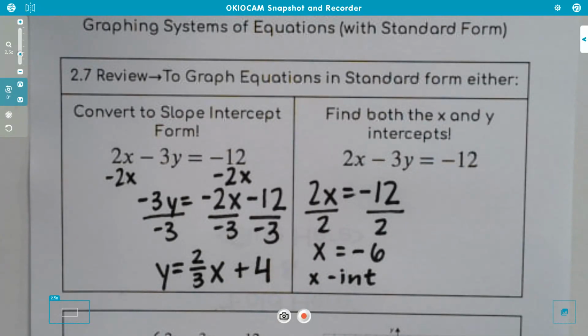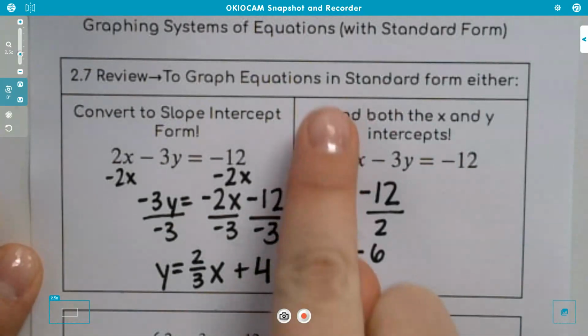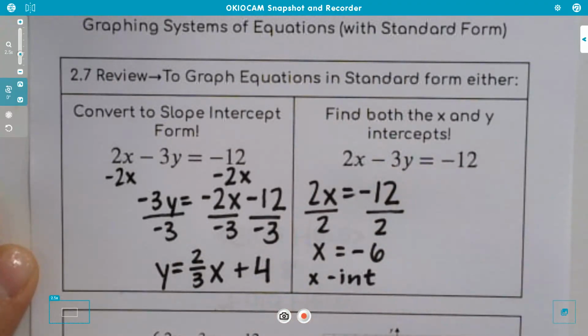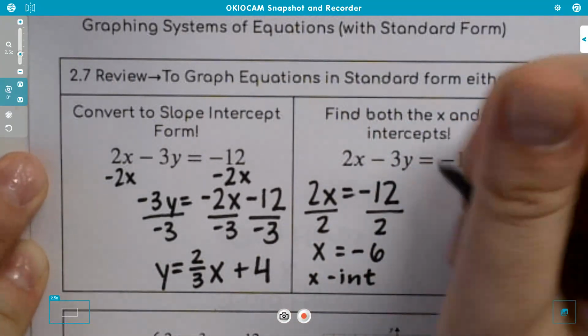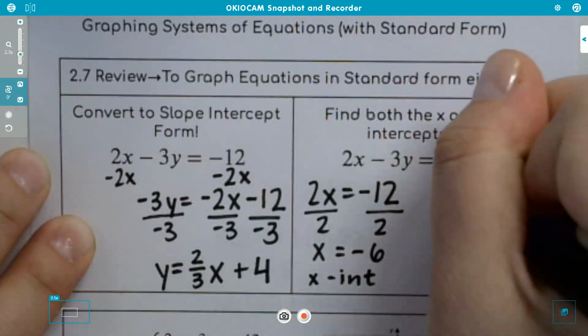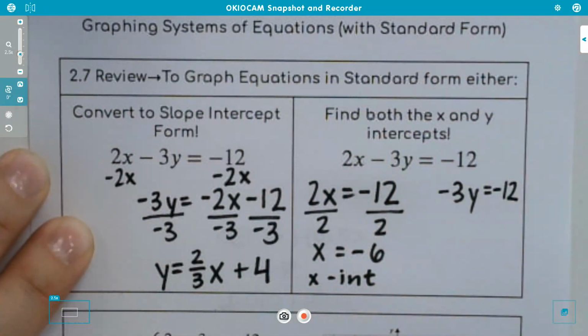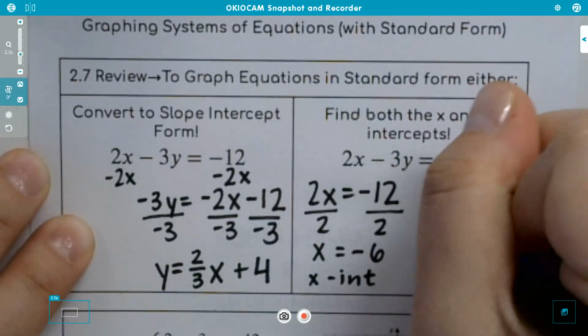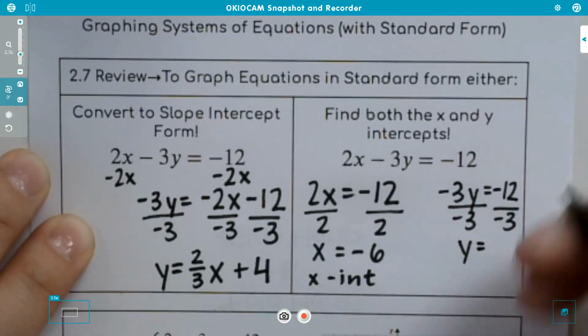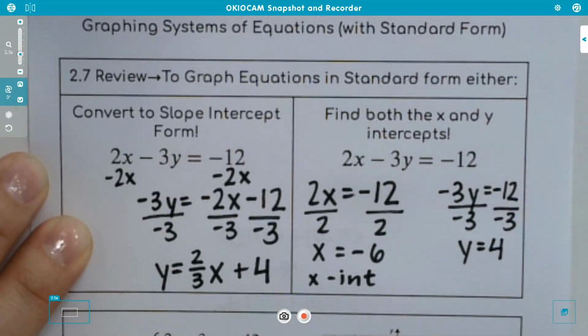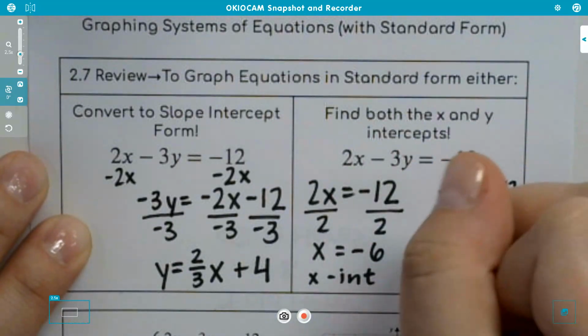Okay, same thing to find my y-intercept. I would be plugging in 0 for x. So 2 times 0 is, sorry, just 0. 0 minus 3y is just negative 3y. So I just have negative 3y equals negative 12. I'm going to divide both sides by negative 3. I'll get y equals negative divided by negative. That'll be positive 4. And that'll be my y-intercept.